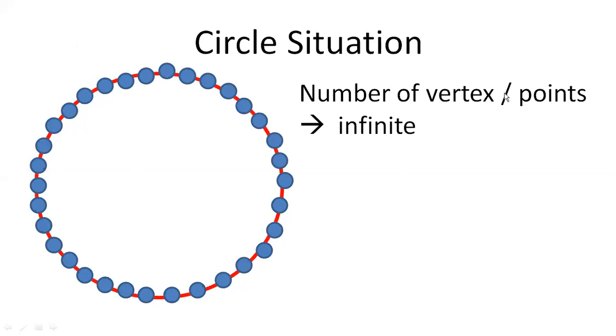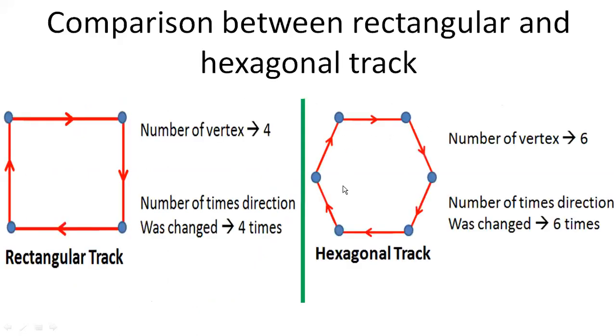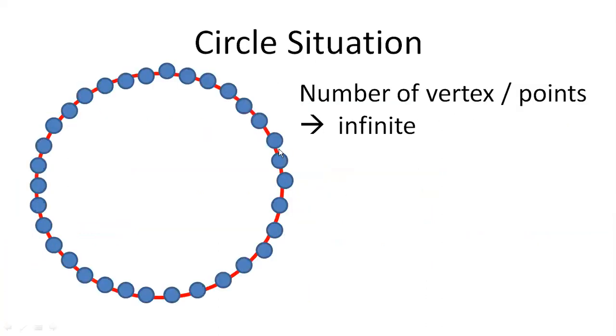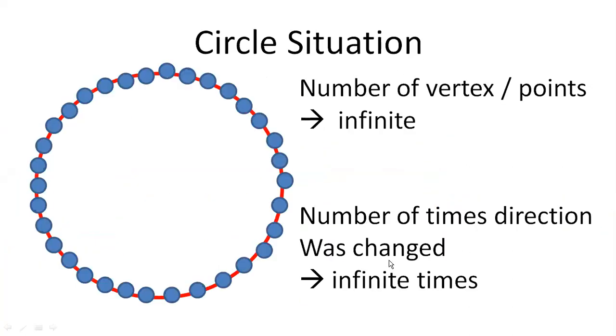Now, if points are infinite, can we say that direction will also increase? Okay, you have already seen in the example that if vertices increase, points increase, direction also increases, and the number of times direction changes also increases. So if points are becoming infinite, that means direction will also become infinite. Can we say the number of times direction was changed will also become infinite? Utne direction honge, because each point will give you a different direction.